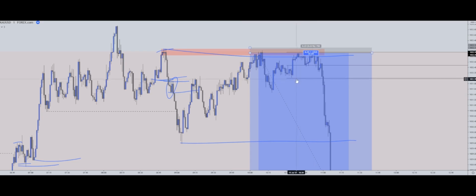So just consider that, take that into account, and just remember to understand your ranges, because this is now our range. Even though we're making these complex pullbacks and minor structure breaks with substructure, we're not interested in that, because we're overall looking for sales, and this is why it's so important to stay disciplined and not get sidetracked. So as you can see, price tapped back into the open.